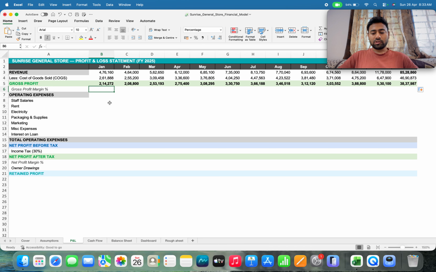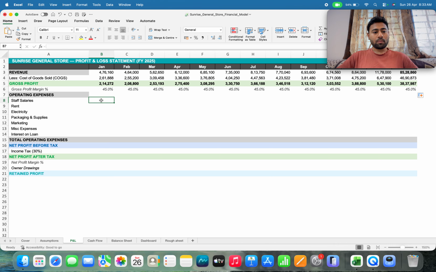Gross profit margin is what we will divide from revenue, no, not revenue, gross profit divided by revenue. So we got the profit margin, like we have a 45% gross profit margin after subtracting the cost of goods sold.